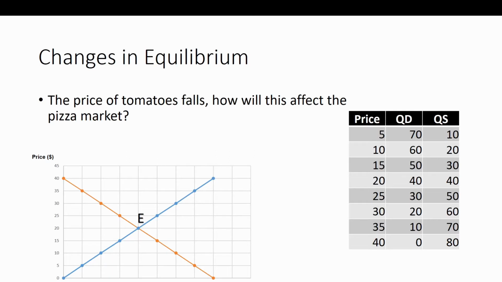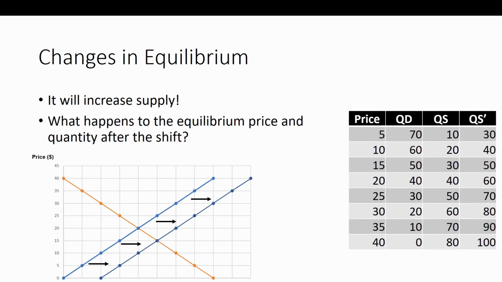Well, we know tomatoes are an input in pizza, so that's going to shift supply out. If the price of an input falls, supply increases. Okay, so supply is going to be shifted to the right. We can see over here, here's our new quantity supplied. We can see on the graph, supply has shifted to the right. Supply has increased.